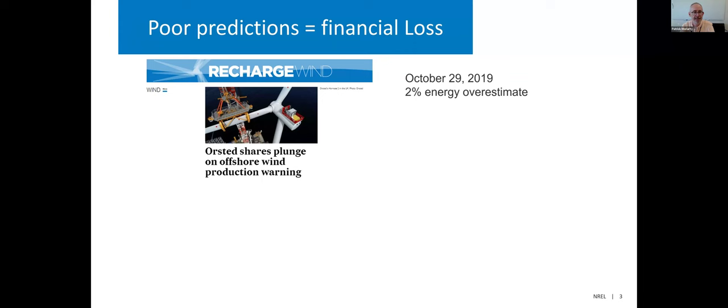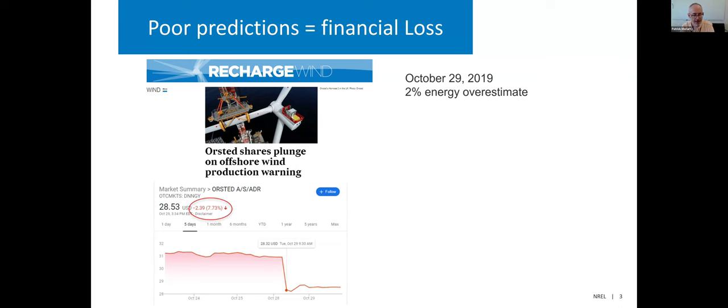So these predictions or uncertainties have financial implications. Way back in 2019, when we were just getting started with the AWAKEN project, Ørsted made what was at the time somewhat of a groundbreaking announcement, in that for their entire fleet, they had to readjust their energy estimates. They had overestimated the amount of energy production by about 2%. They had a big press release. This actually resulted in an immediate loss of their stock price, although after this, it recovered quite well. And actually, there have been some more recent announcements that have reduced this further, unfortunately. But it did have a big impact on the day.